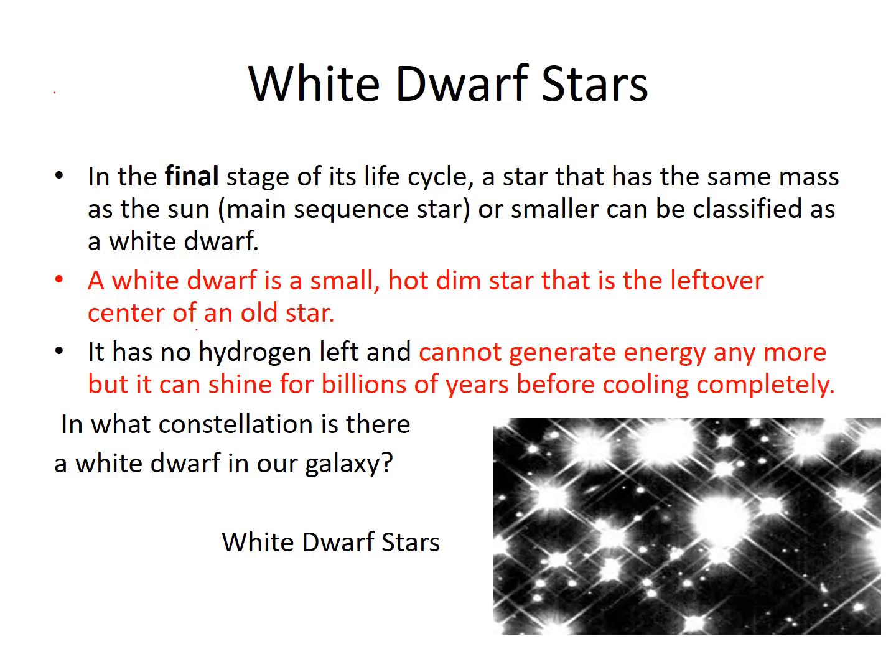So again, even once it's completely down to its last final stage, it still takes a long time for it to finally be completely out. And so our sun, once it hits its red giant stage, again, it will have billions of years after that, then it will eventually become a white dwarf. In what constellation is there a white dwarf in our galaxy?